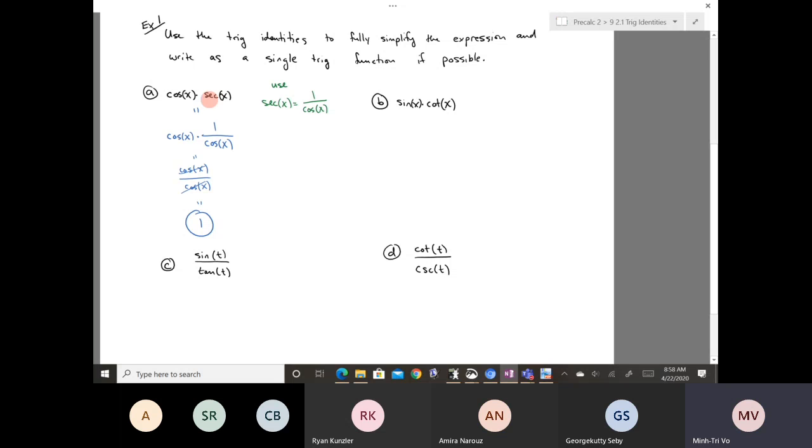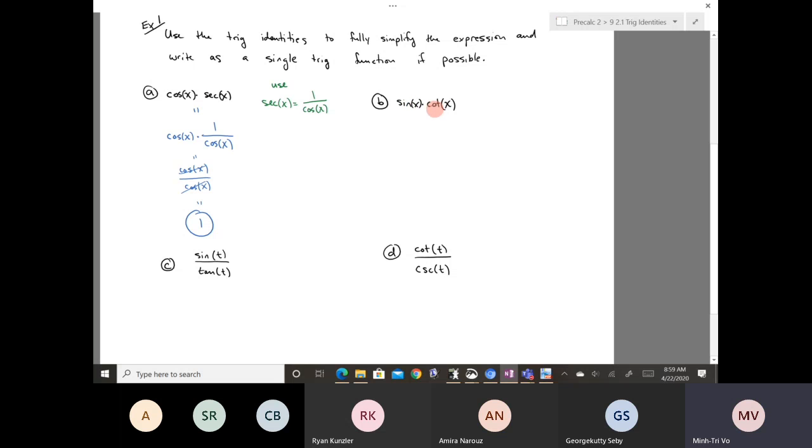So any questions on this first example? This one is pretty straightforward. We're just using a single identity, and then that identity allows us to do the cancellation, and we get 1. Okay, so let's look at the next example.